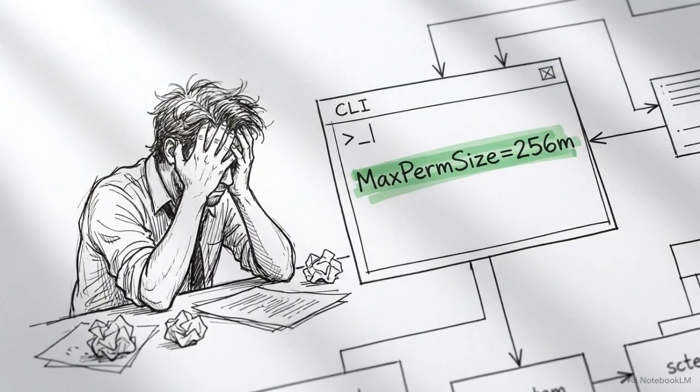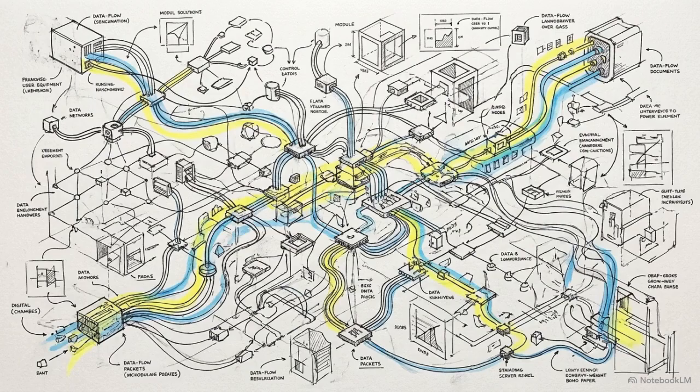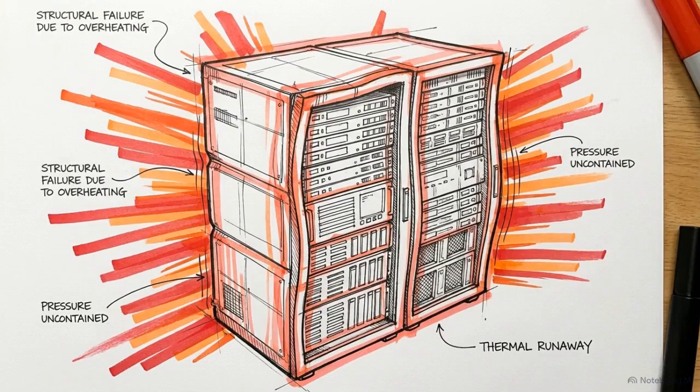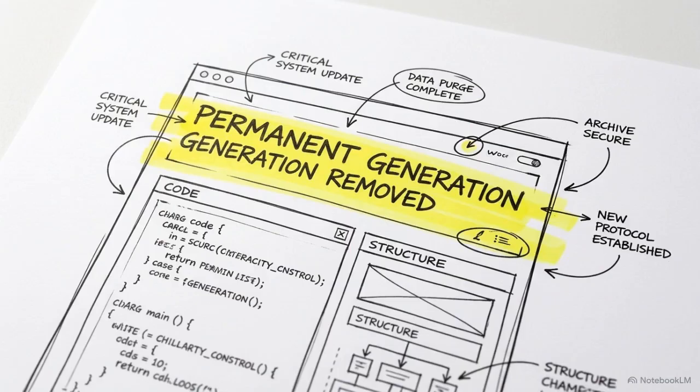In the past, infrastructure architects had to guess the required capacity via max perm size startup flags to prevent this crash. Predicting the exact metadata footprint for complex enterprise applications handling dynamic network requests is impossible. A fixed-size structural memory region is inherently incompatible with modern dynamically scaling software architecture. To resolve this bottleneck, Oracle eliminated PermGen entirely starting in Java 8.